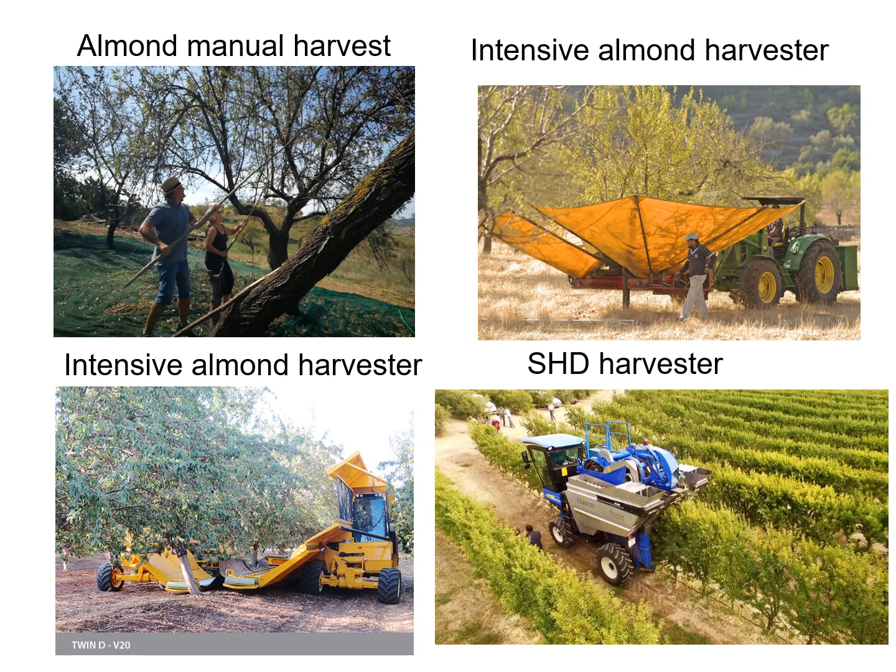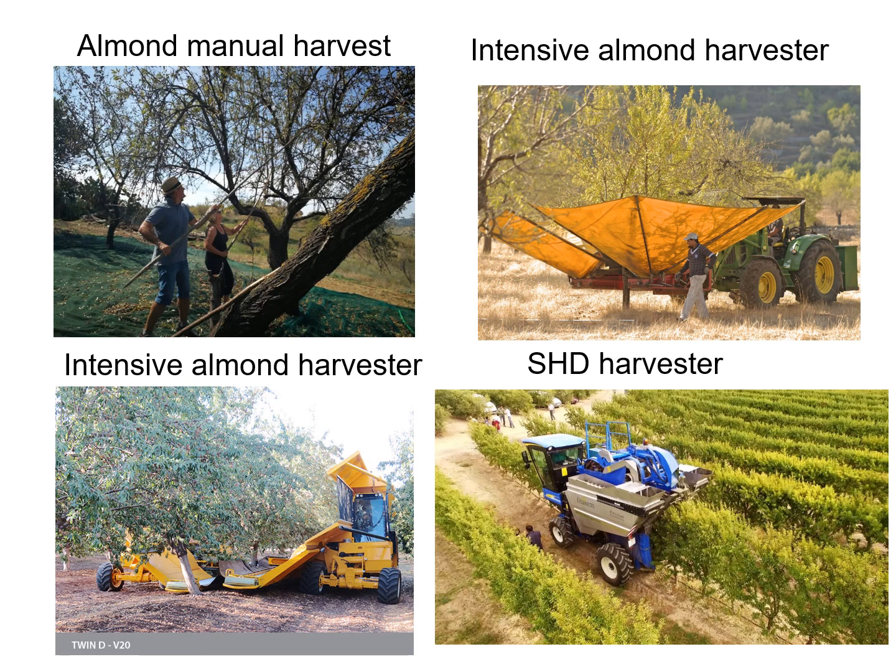We see here different alternatives for almond harvesting. In the upper left, we see the traditional way of harvesting by beating the plants to make the fruits drop from the tree. And then we see shakers in the upper right. In the case of an intensive almond harvester, we shake and we use an umbrella to collect the dropped fruits.